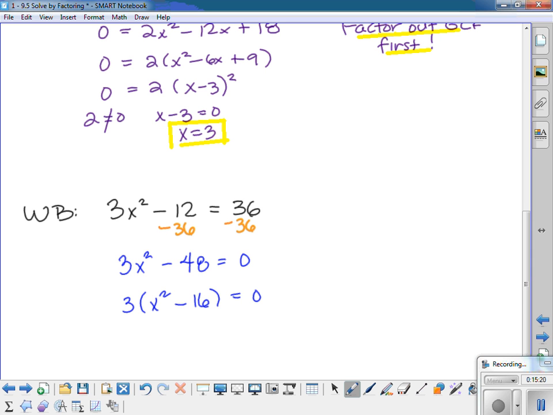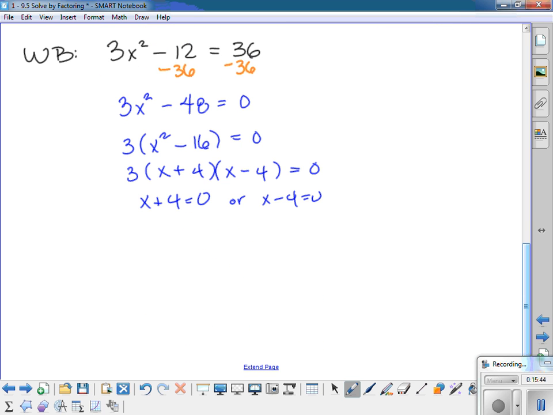And you guys are trying to do stuff in your head when maybe you should be writing it down, plus or minus. Okay, is that the difference of squares? Which means what? Different signs. One's a plus, one's a minus. And we get x plus 4 times x minus 4. So either x plus 4 equals 0 or x minus 4 equals 0. So x equals negative 4 or positive 4. And another way you can write that is plus or minus 4. Okay?